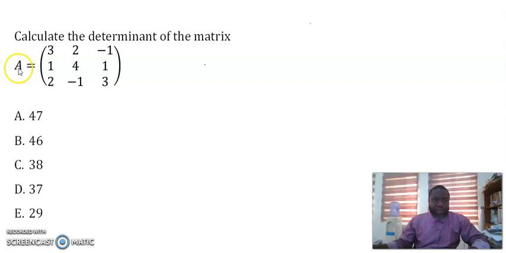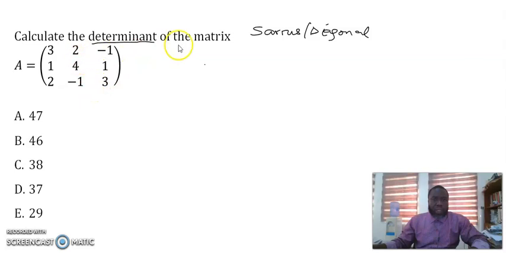In this class, we have a 3x3 matrix, and we are requested to find the determinant of the matrix. Since this is an objective question, the easiest and best method to use in solving this problem is the use of the Sarrus rule or the diagonal method.